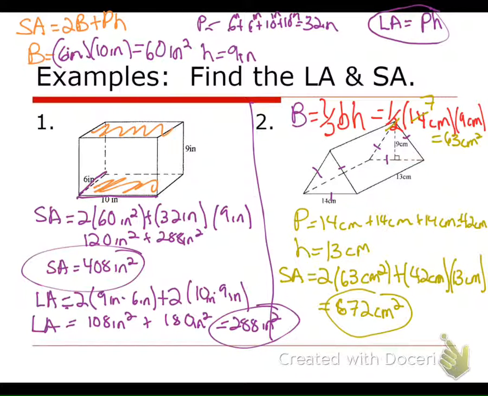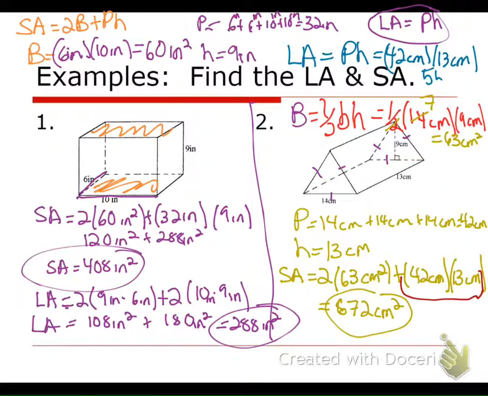Your lateral area, remember, is going to be the portion that's the second half of this equation. That's the P times H. We have that right here. This is P times H. So my lateral area, I'm going to write this up at the top so you can see it a little better. So lateral area for this one equals P times H, where your perimeter is 42 and your height is 13. So your lateral area is 546 centimeters squared. So again, that is this portion here.